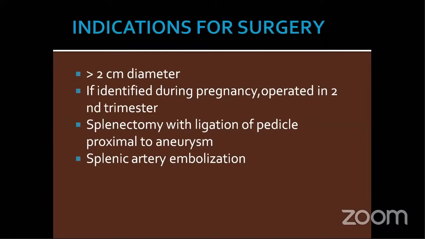When do we do surgery? If the diameter is more than 2 centimeters and it is identified during pregnancy, it has to be operated in the second trimester. You don't want to take a chance. It can cause torrential hemorrhage at any stage. Splenectomy with ligation of the pedicle proximal to the aneurysm.